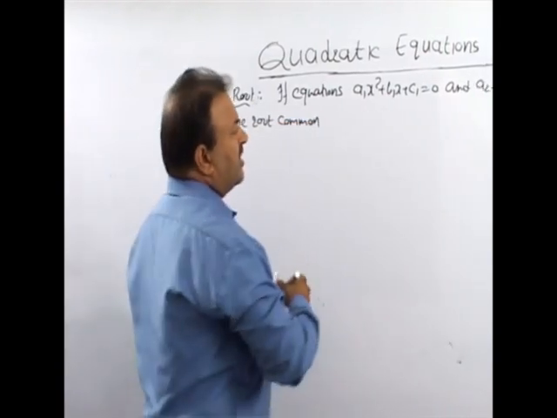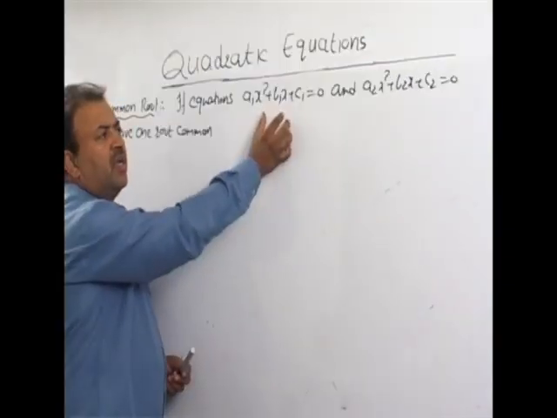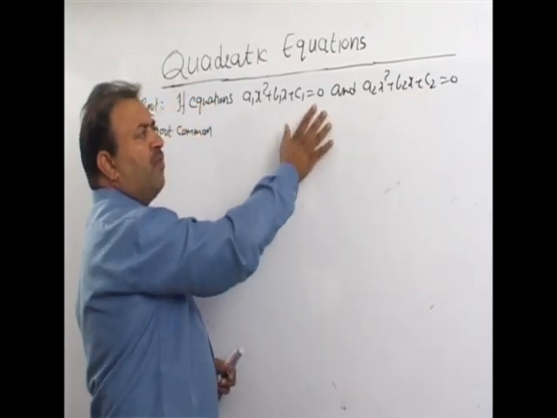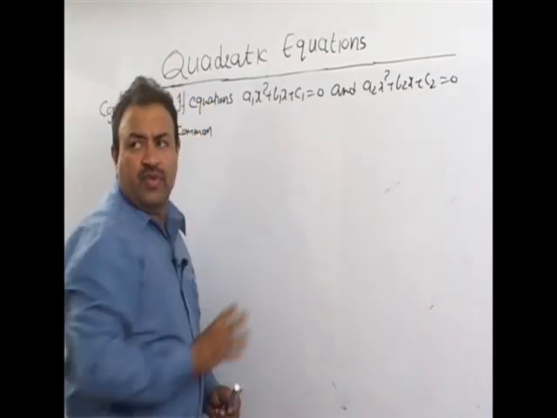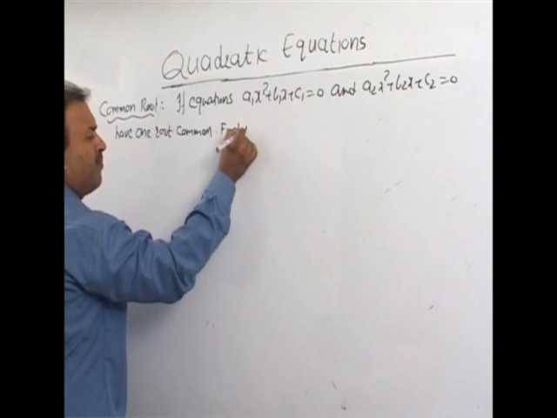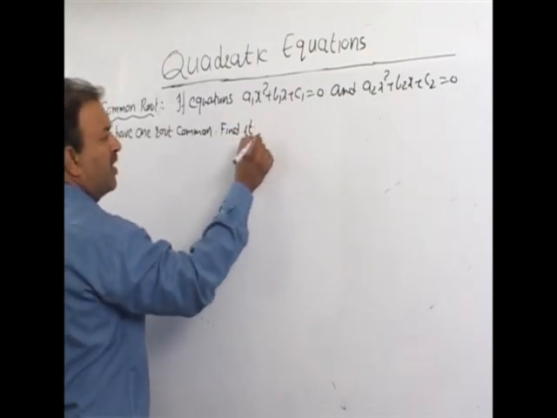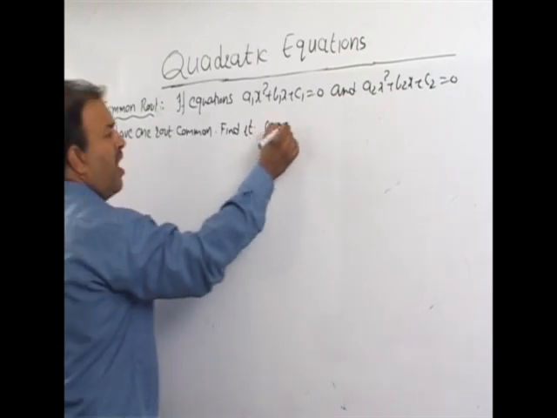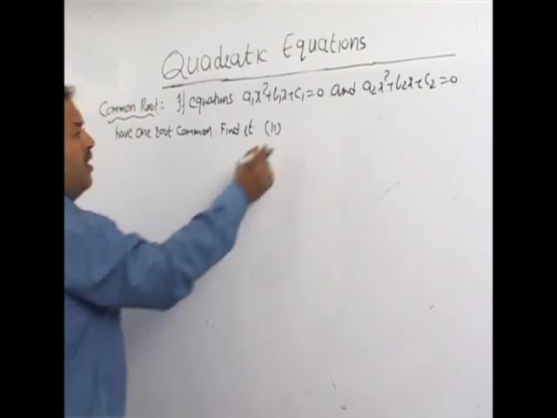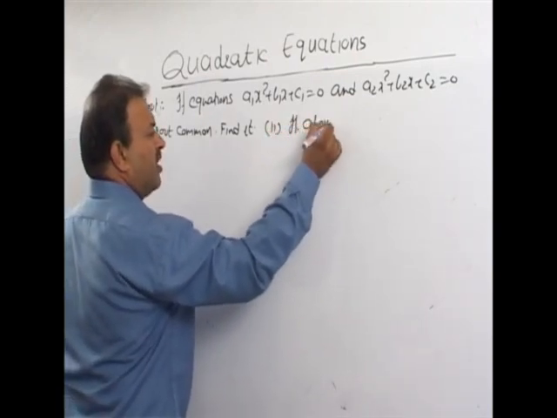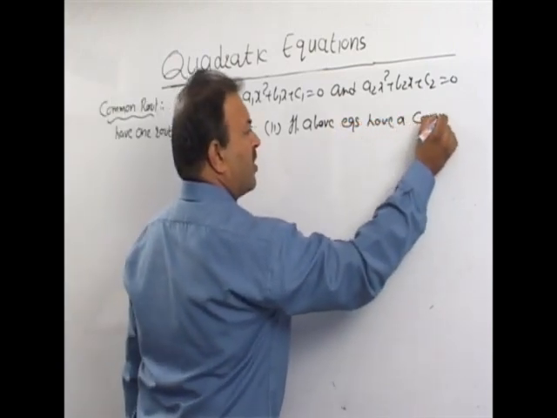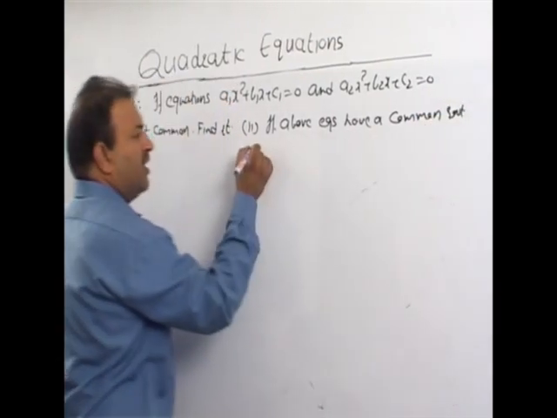We can say this equation has a maximum of two roots. This equation also has a maximum of two roots, and one root is common to these two equations. So this has been given. The question is to find it. The second part: if the above equations have a common root, find the condition.